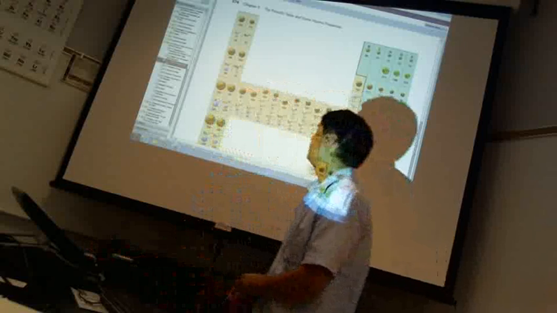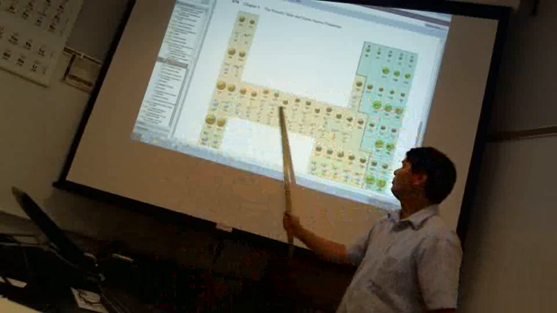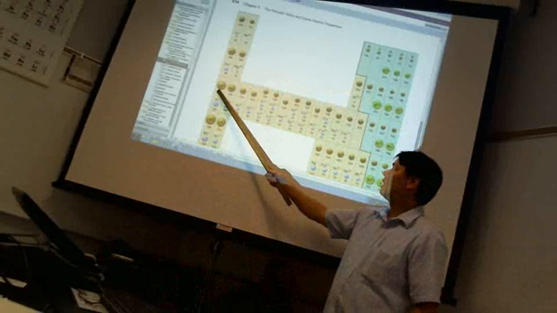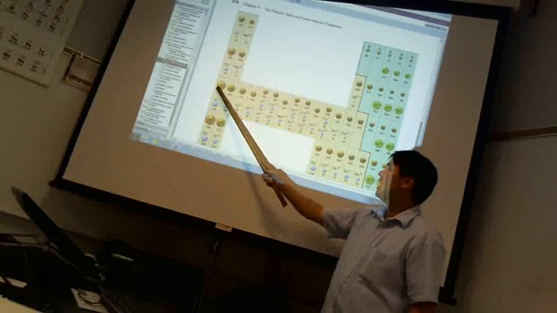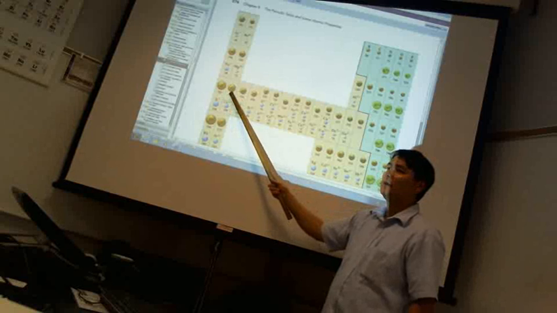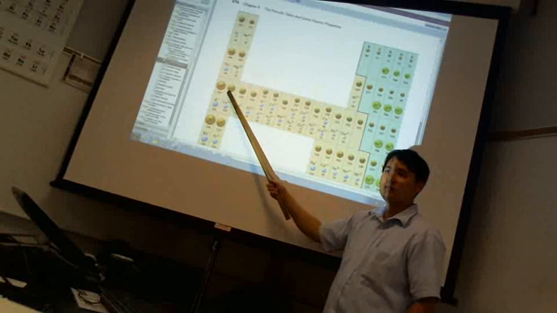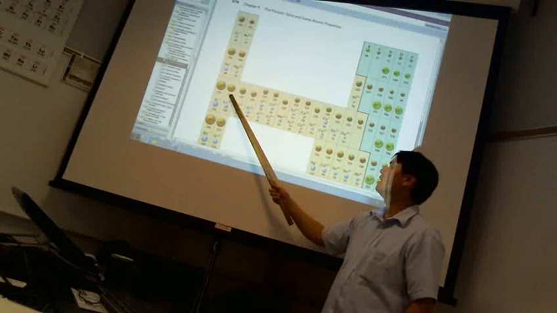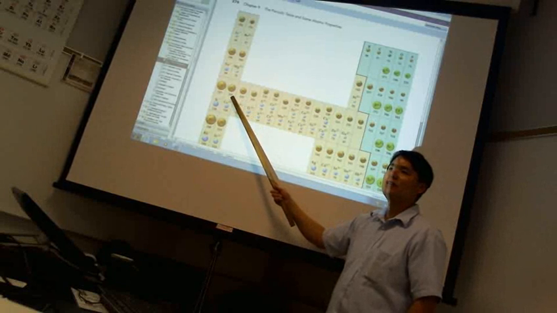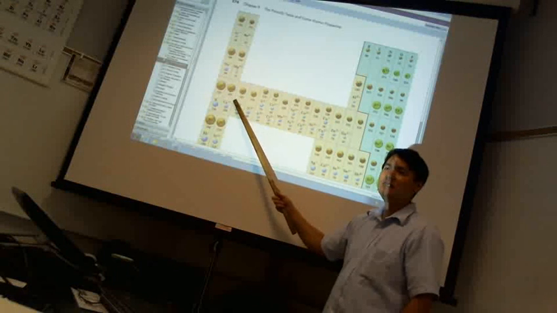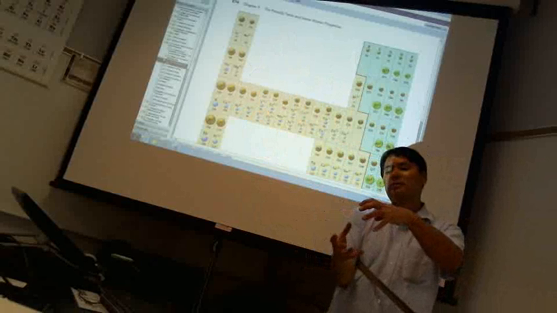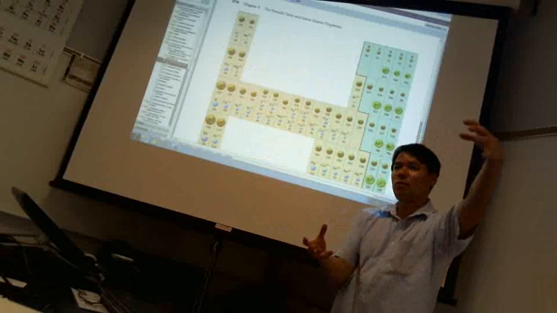Here, this is the fourth shell, right? Here we add a proton, boom. We also add an electron, boom. The electron's going into the 4s orbital. Now we add a proton, boom. We also add an electron, but the electron is going into the 3d. Now the 3d, since it's inner shell, is going to be more effective at shielding the 4.